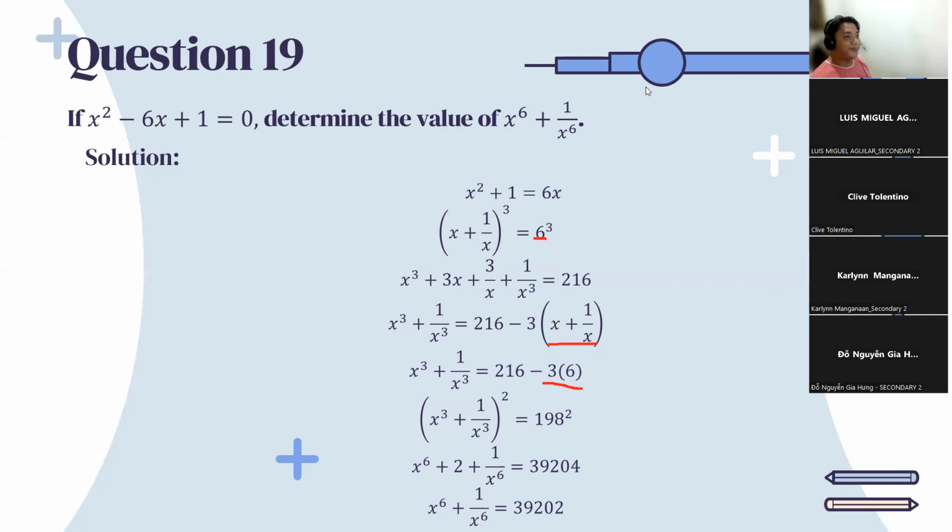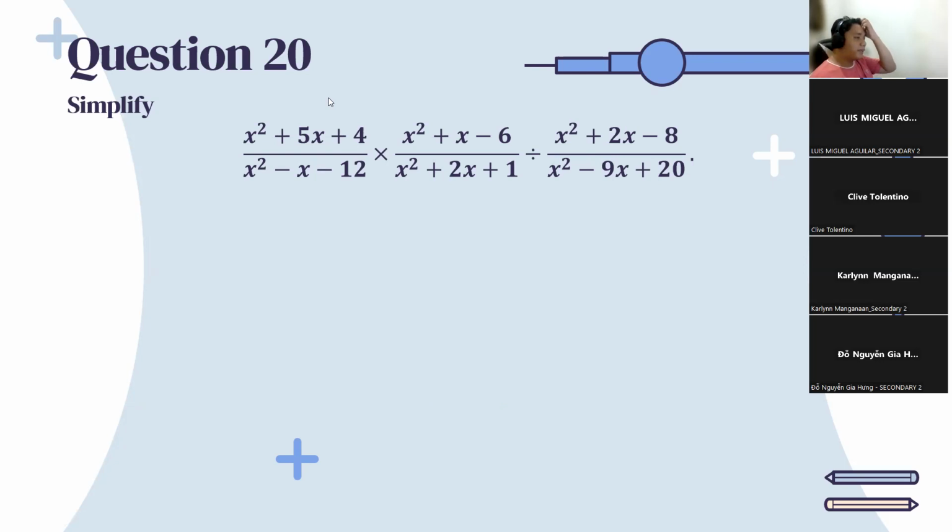Okay, so let's proceed to number 20. Simplify this expression. Wow. So the first thing that we will do is, of course, we factor each of the values in the numerators and in the denominators. We try to factor them. The reason for that is because we want to eliminate the factors that are present in both the numerators and denominators later.